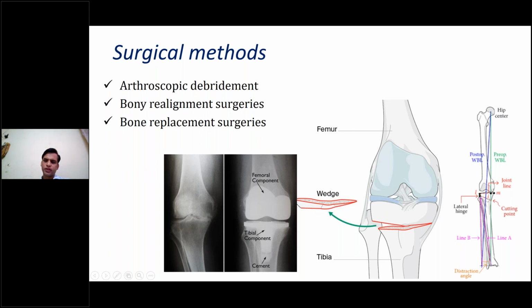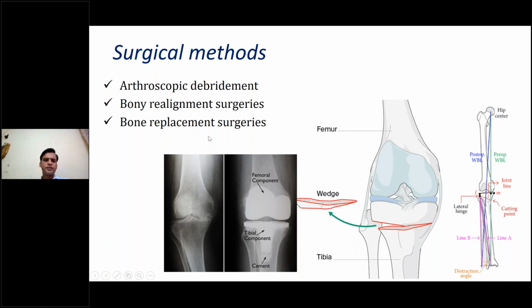For example, in osteoarthritis of the knee, there is usually loss of cartilage on the medial side. With the help of high tibial osteotomy, the tibia is realigned in such a way that weight is transmitted through the lateral part of the joint rather than the middle part, which is damaged. This is a diagrammatic representation of high tibial osteotomy, a proximal metaphyseal osteotomy for realignment of the tibia.